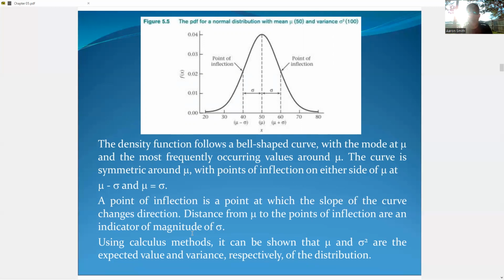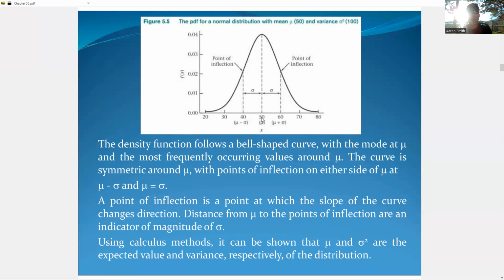Using calculus methods, it can be shown that mu and sigma squared are the expected value and variance, respectively, of the distribution. All right, so you'll notice that here this is a steeper slope, and here it is less steep. Like if we were skiing, we know it's steep, and at this point it kind of starts flattening out. That's what that point of inflection is.